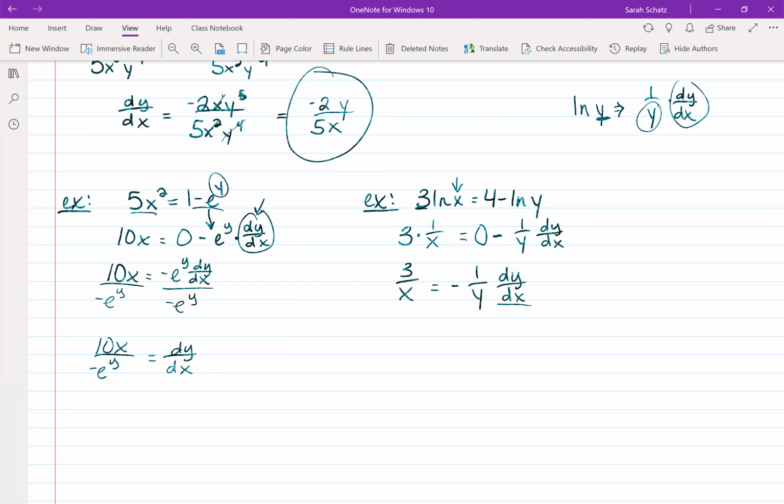To isolate the dy dx, let's divide both sides by negative 1 over y, which is really multiplying by negative y, right? Because I flip and multiply. So over here, I'm going to have dy dx by itself. And you guys, 3 over x multiplied by negative y just makes it negative 3y over x.